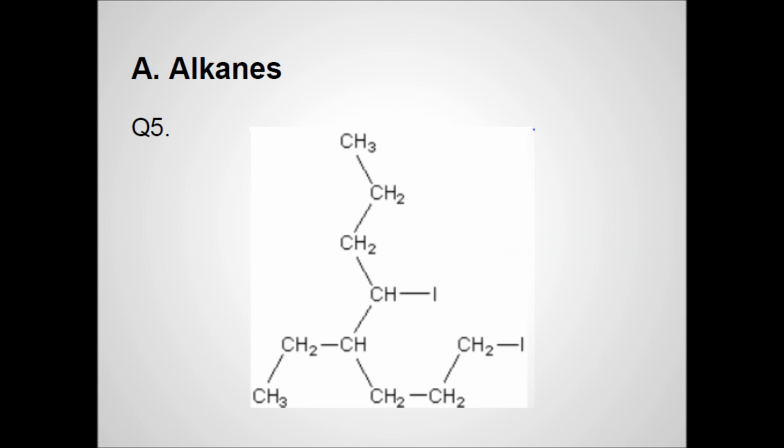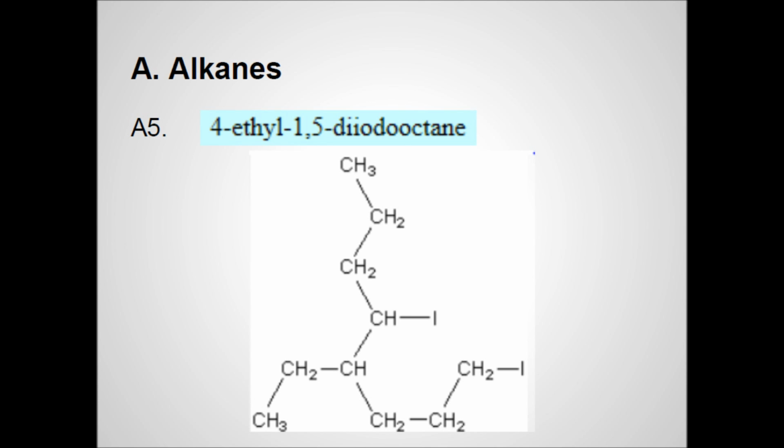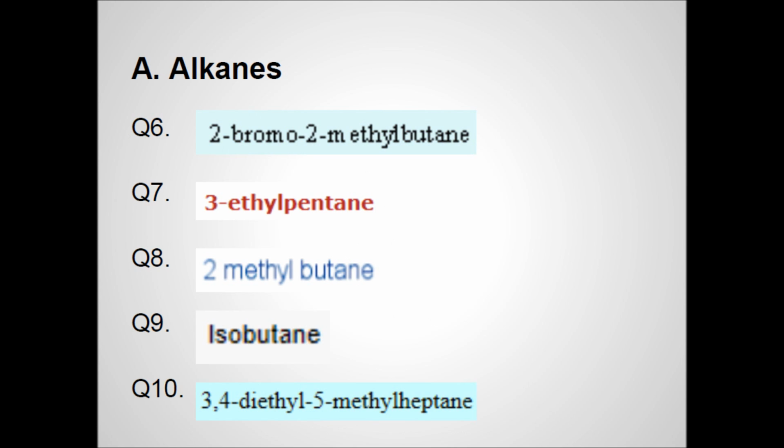Question number 5. There are 8 Cs as a parent line and 1 iodine is added to the first line and 1 ethyl is added on the fourth line and 1 iodine is added on the fifth line. Therefore, it is going to be 4-ethyl-1,5-diiodooctane. Let's solve the questions of drawing alkanes.